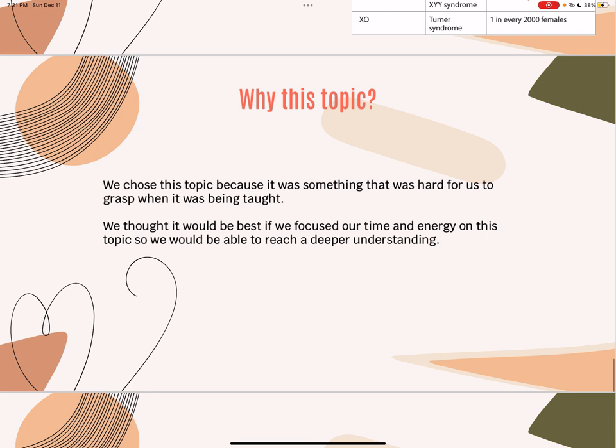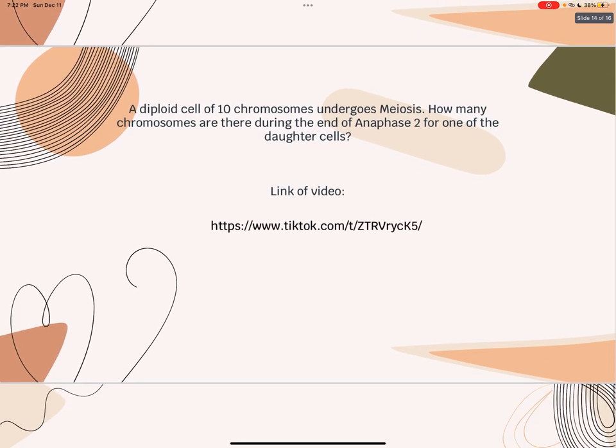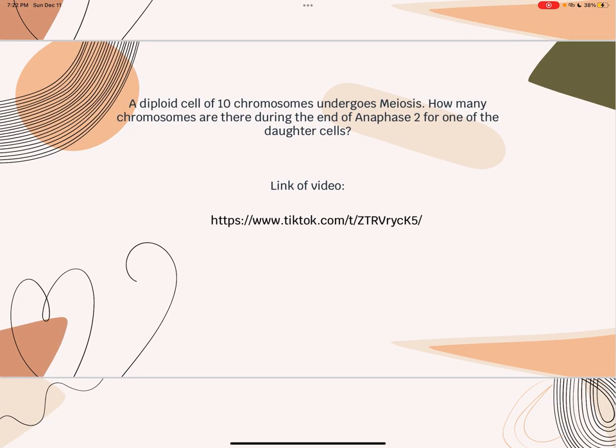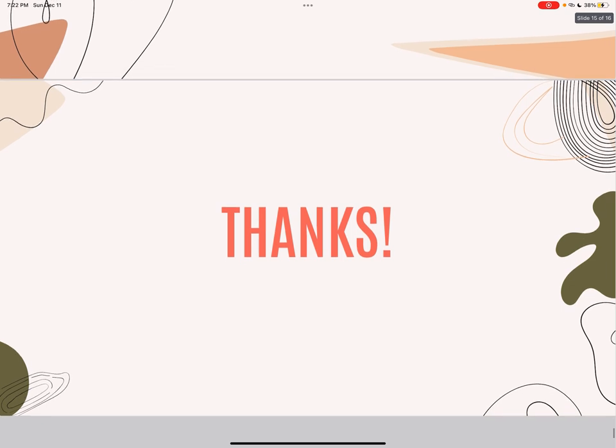We chose this topic because it was something that was hard for us to grasp when we first learned it, especially for me. I got a few questions wrong on the test, and I thought it'd be best to focus on this so we would be able to reach a deeper understanding. And we did a problem explaining meiosis, and we linked the video in this slide. And that's it. Thank you.